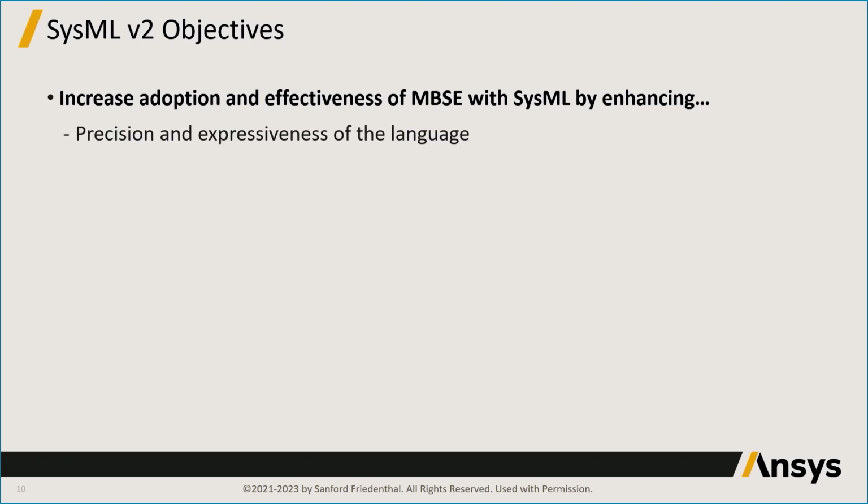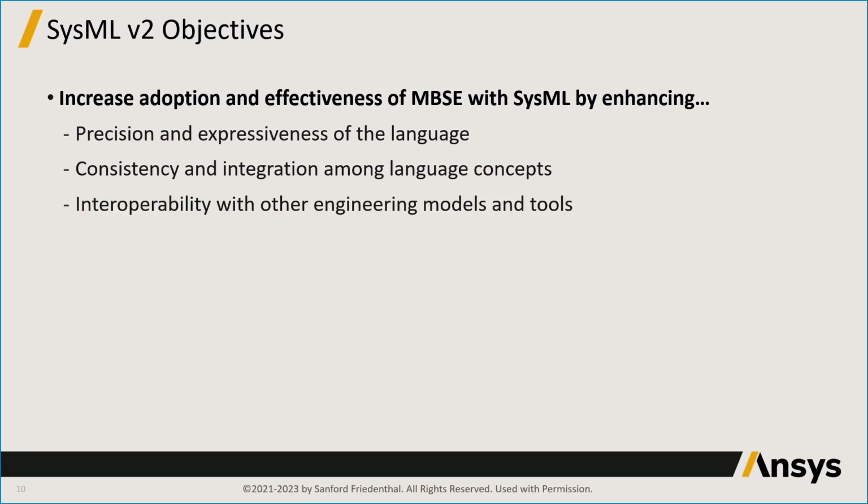We want to have a model that is more precise, with reduced ambiguity. And we want to have a model that is more expressive, that expresses more of the systems engineering concepts. We want to ensure consistency and integration amongst those language concepts. We want to ensure interoperability with other engineering models and tools. We want to enhance usability by both those who develop the models, the model developers, as well as those who consume the model information.